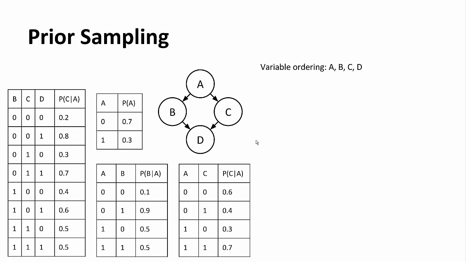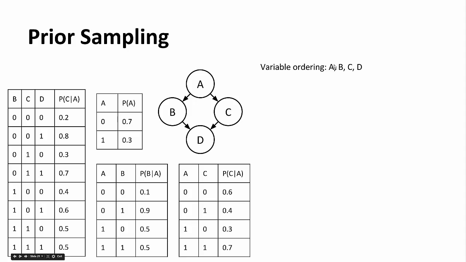Okay, so here I have the same Bayes net that we've been using, just this diamond shape with A, B, C, D. I've also included all of the conditional probability tables, but those really aren't super important, so you can just ignore those for now. I know it looks like a lot, but you don't have to worry about it for now.